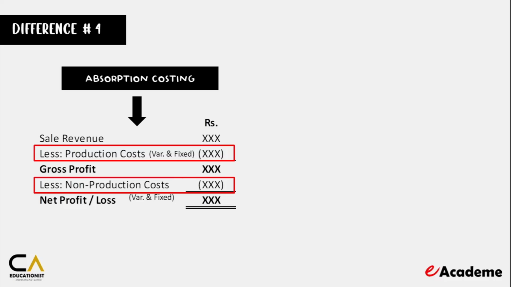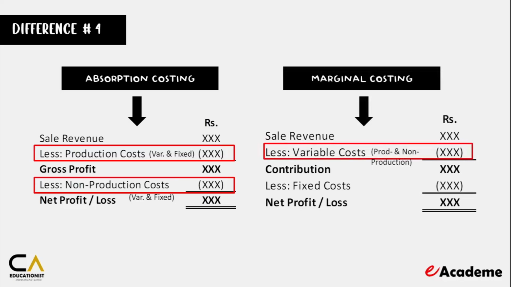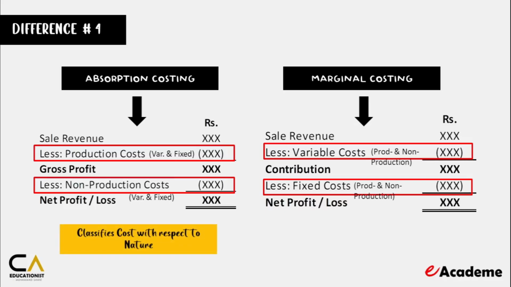On the other hand, in marginal costing, all variable costs, may those be production or non-production, are subtracted before computation of contribution. And all fixed costs, may those be production or non-production, are subtracted after computation of contribution. In other words, absorption costing classifies total costs with respect to nature, which are production costs and non-production costs. On the other hand, marginal costing classifies total costs with respect to behavior, which are variable costs and fixed costs.